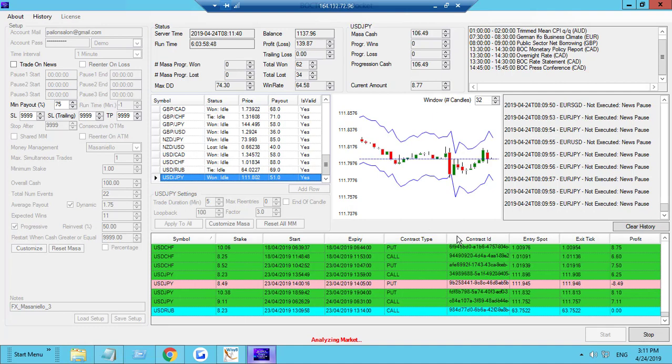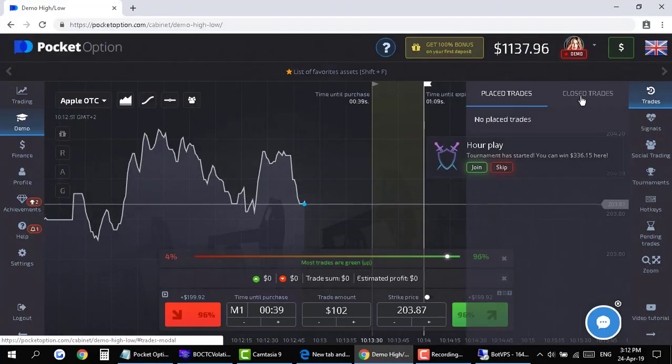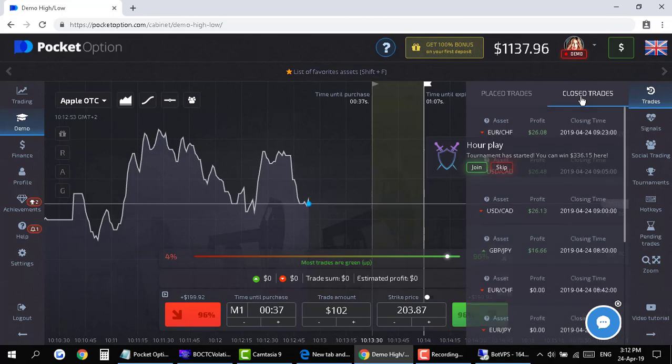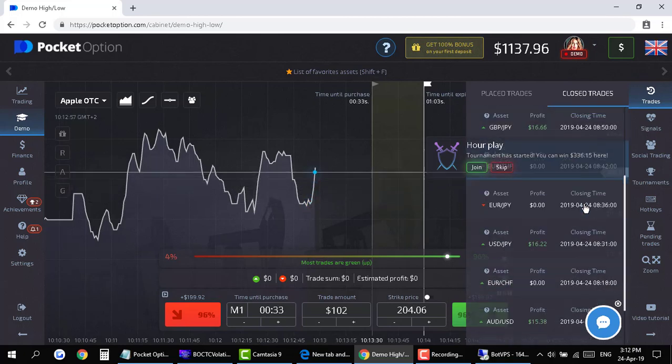If we look at this US dollar, Japanese yen trade, we can see where the red candle touched the volatility line and a call trade was started with a 5-minute expiry time. You can also see all your trade history in your actual Pocket Option account.